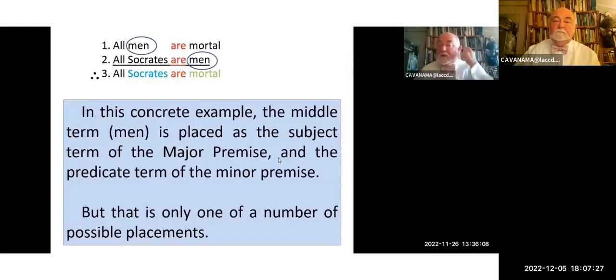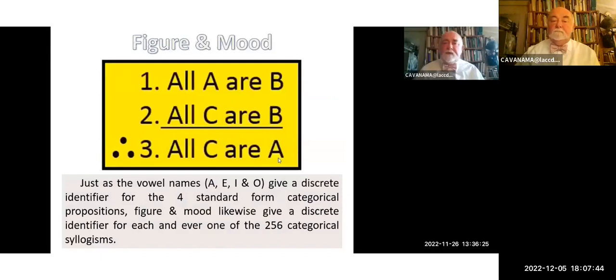In this concrete example, the middle term, which is men, occurs once each, but only in the premises, and is placed as the subject term of the major premise and the predicate term of the minor premise. Okay, that's one example, but this is only one of a number of possible placements. This brings us to the topics of figure and mood.